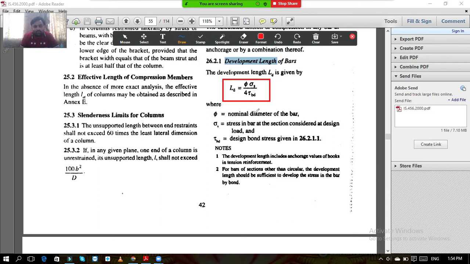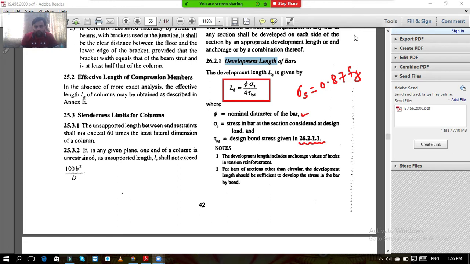What does each term say? Phi is the nominal diameter of the bar. Then sigma s is the stress in bar at the section considered at the design load. Means what? Sigma s is nothing but 0.87 Fy. Okay, and then tau BD is the design bond stress given in this table 26.2.1. So if you go to this table 26.2.1, you will get the bond stress.